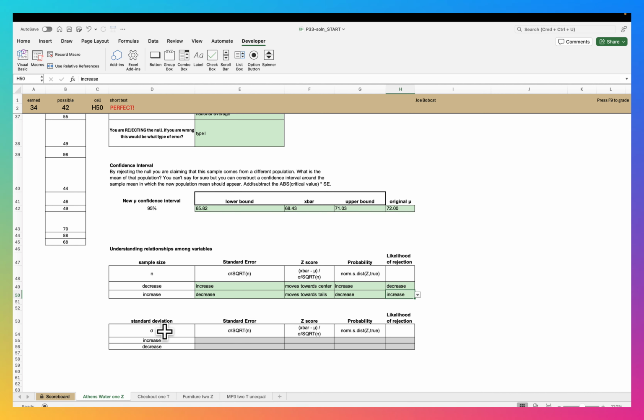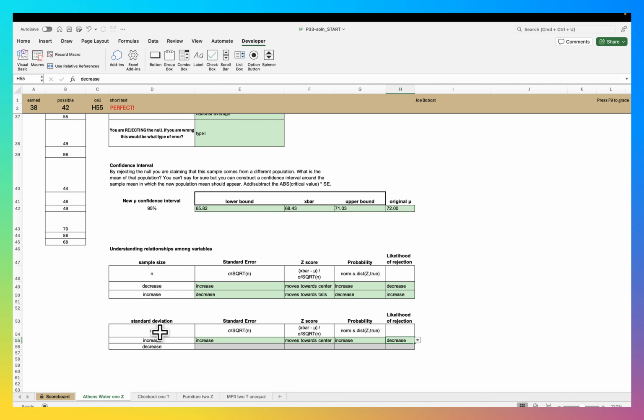What if we manipulate sigma? So if sigma increases, sigma is the numerator here. So if the numerator increases, then this whole thing is going to increase. And if this whole thing increases, then that is the denominator in the next step for the z-score. So the z-score is going to decrease. Decrease means move towards the center. This will be a smaller number. And the probability at the center is going to increase. The likelihood of rejection is going to decrease.